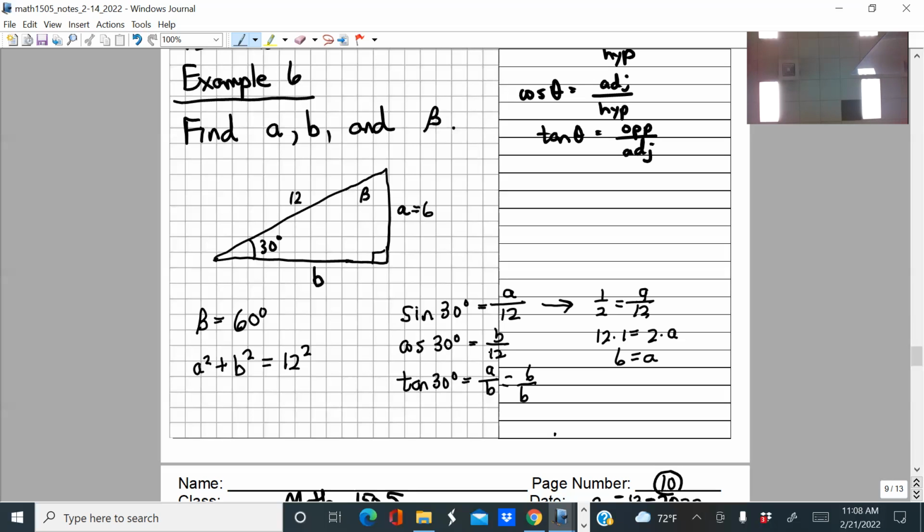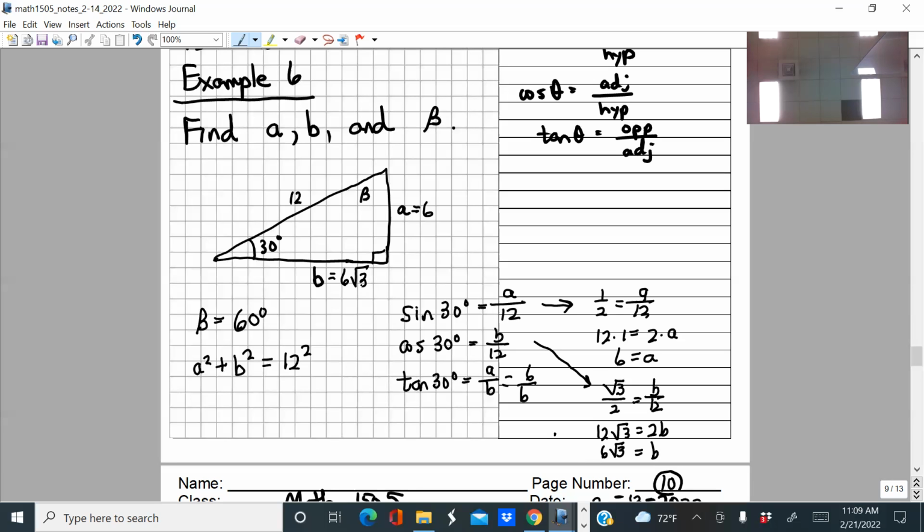Let's see if I've got some room. So we have square root of 3 divided by 2 is equal to b over 12. Now let's try cross multiplying again. So I have 12 times the square root of 3 is equal to 2 times b. Divide by 2, so you get what? b is equal to 6 times the square root of 3, whatever number that is. A little bit over 10, huh?